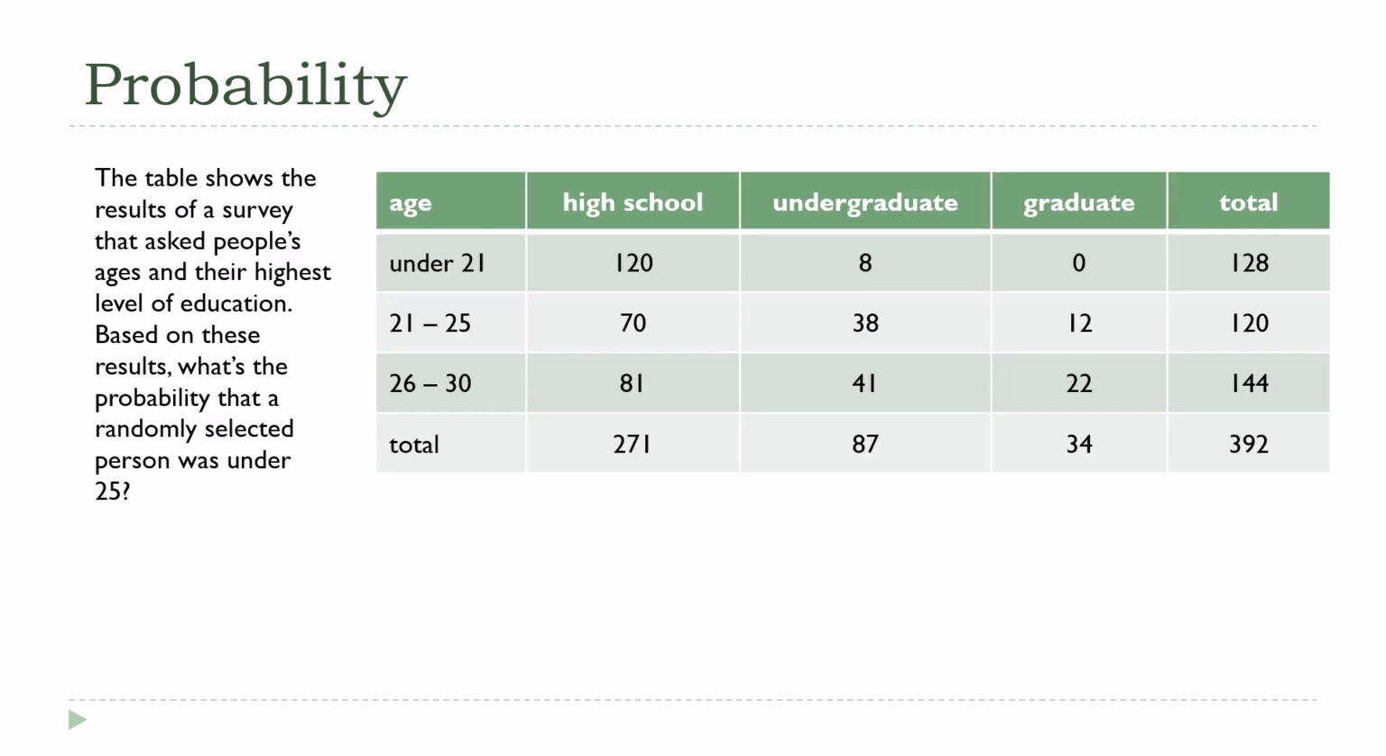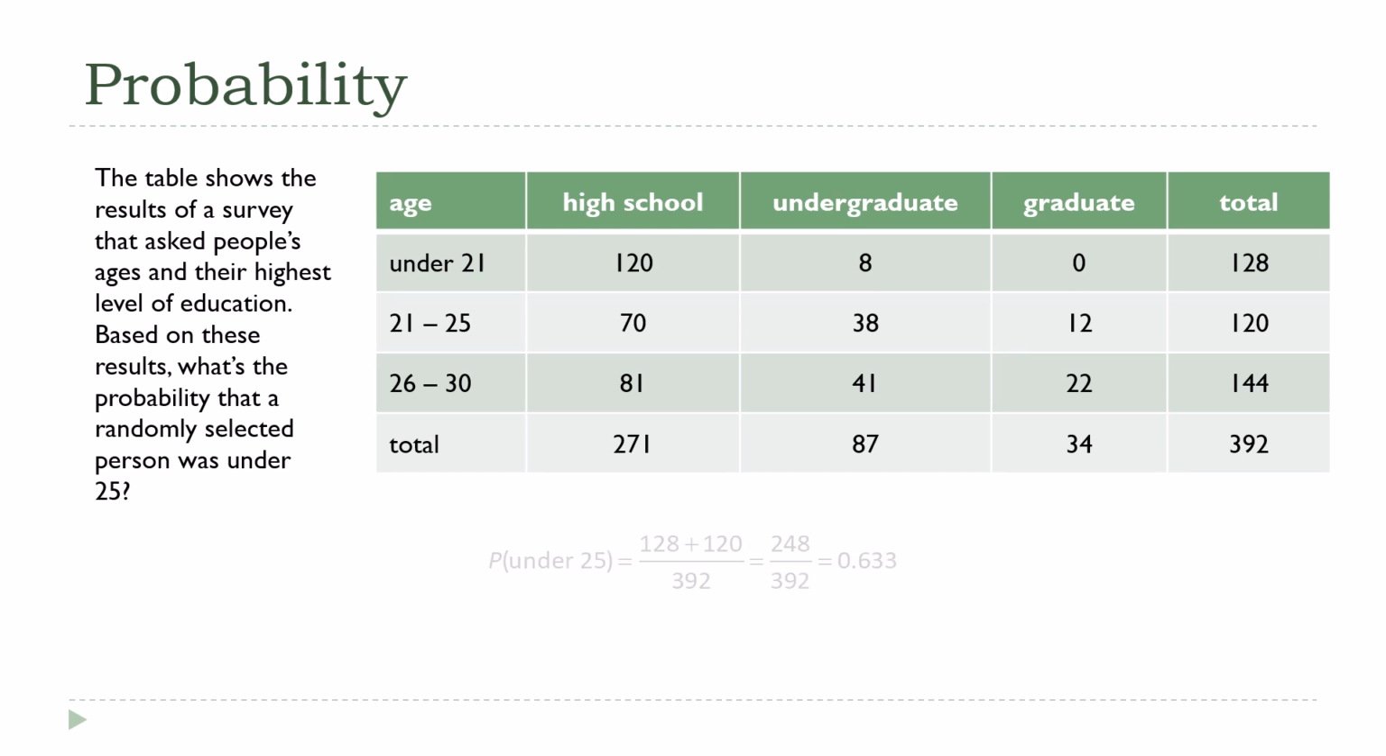So first, I have something called a contingency table. This is the results of a survey. A person went out and they talked to 392 people, and they asked them two questions. What's your age? And what's the highest level of education you've achieved? And this table summarizes the results. Based on this information, I want to calculate the probability that a randomly selected person was under 25. Well, there isn't a single under 25 category, but that's okay. Under 25 is a combination of the under 21 and 21 to 25.